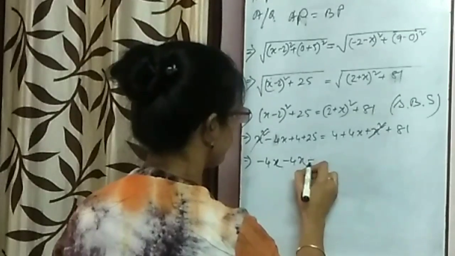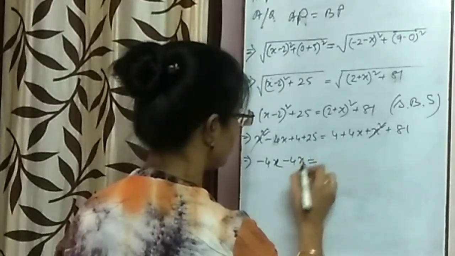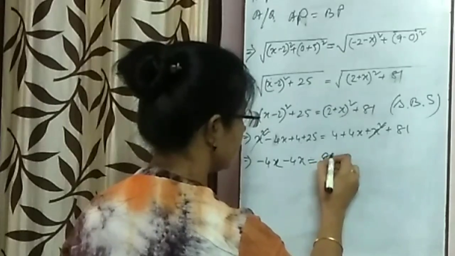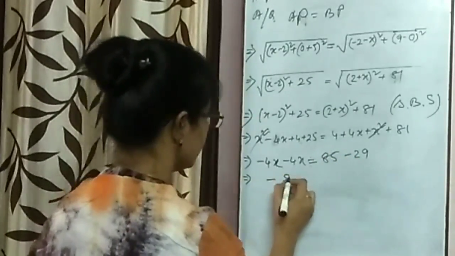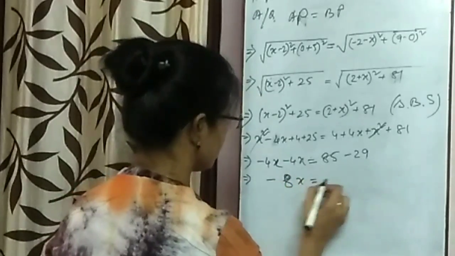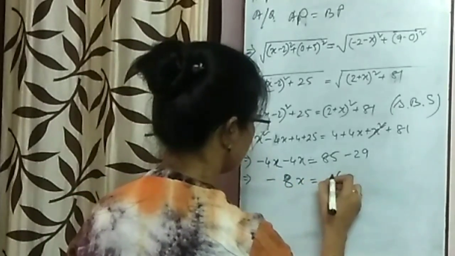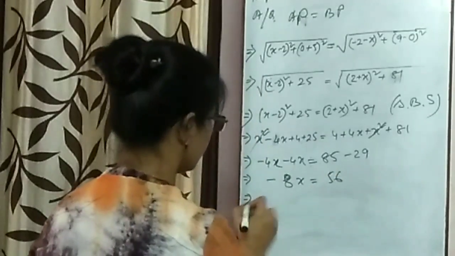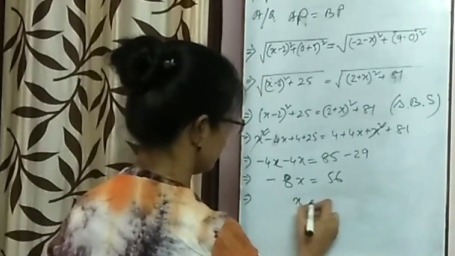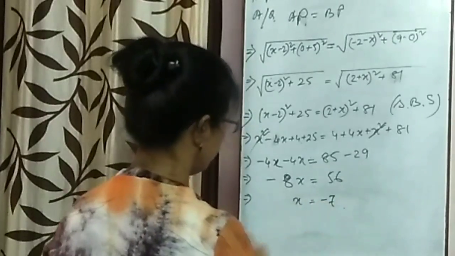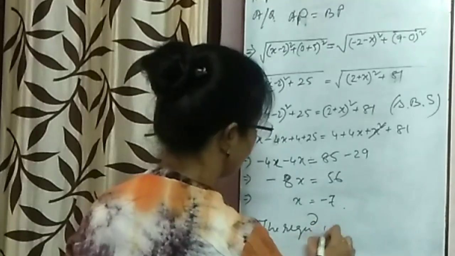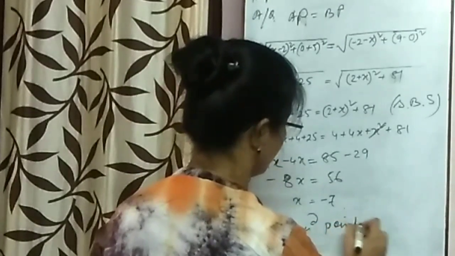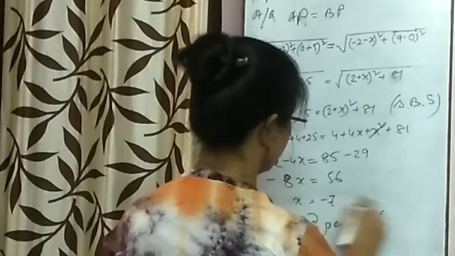Here it is 29, here it is 85, this 29 you shift here, minus 8x equals 56, x equals minus 7. Therefore, the required point is minus 7, 0.